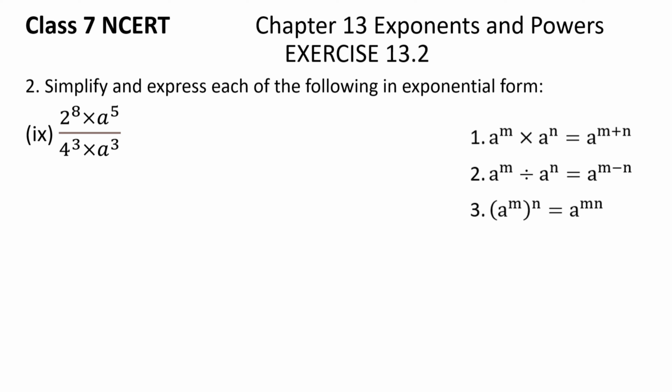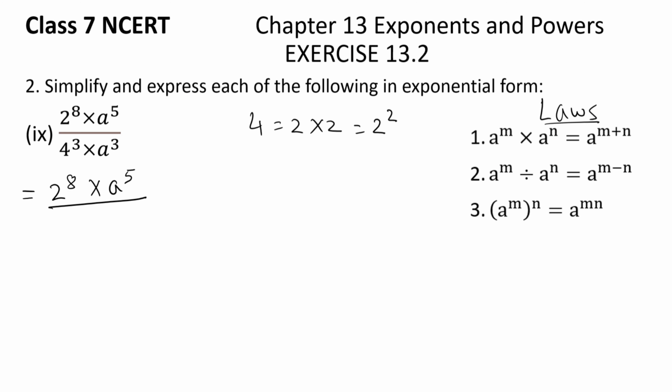Simplify and express each of the following in exponential form, and this is to be done using the laws of exponents. 2 raised to the power of 8 into a raised to the power of 5 divided by 4 raised to the power of 3 into a raised to the power of 3. Now 4 here can be written as 2 into 2, which equals 2 raised to the power of 2. So first rewrite this. Replace 4 with 2 raised to the power of 2, the whole thing raised to the power of 3 into a raised to the power of 3.